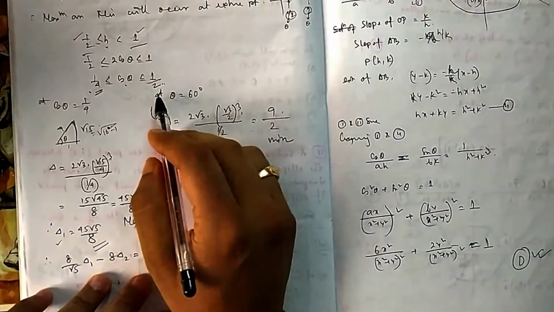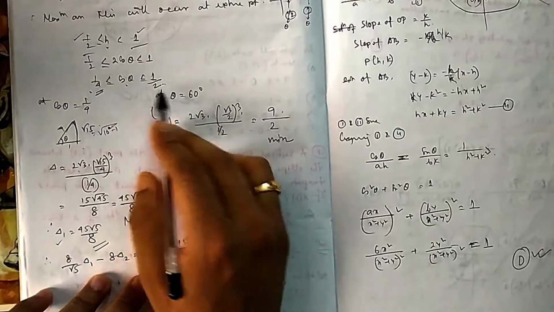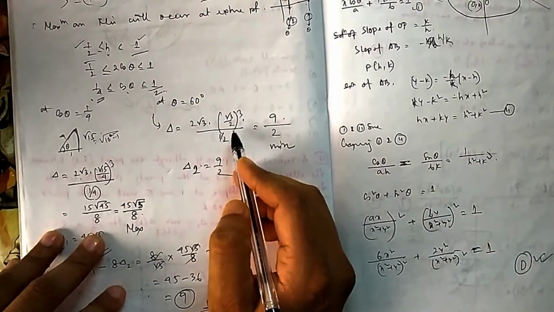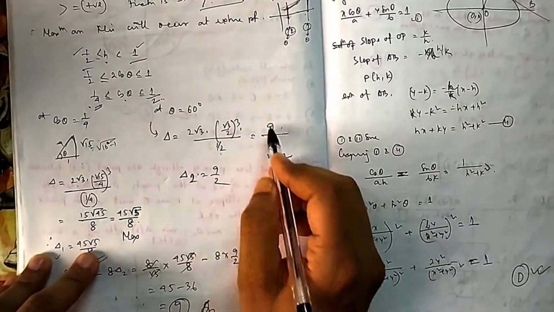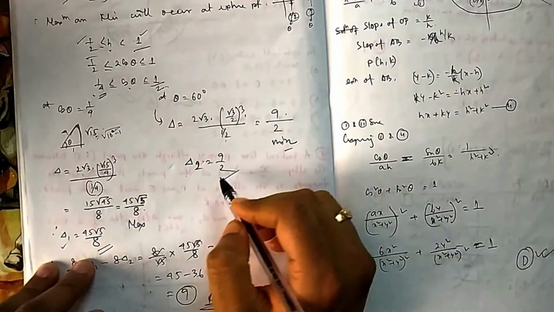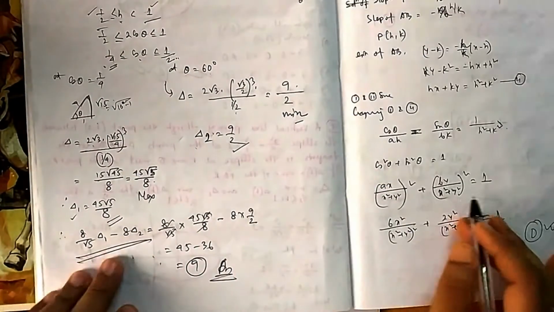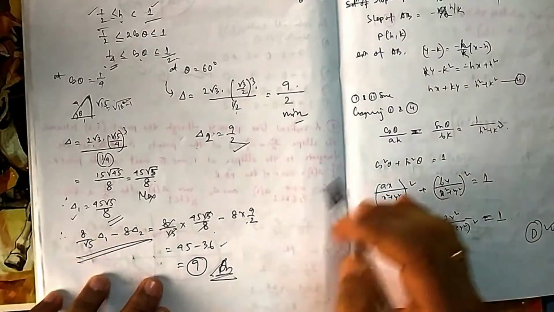And delta 2 is minimum when cos theta is equal to half. Half means theta equal to 0. Then accordingly you can put the values of sin theta, cos theta. This is the minimum value. So you got delta 1, delta 2. They have asked you to find this value. So you put in delta 1 and delta 2. Finally the answer is 9.